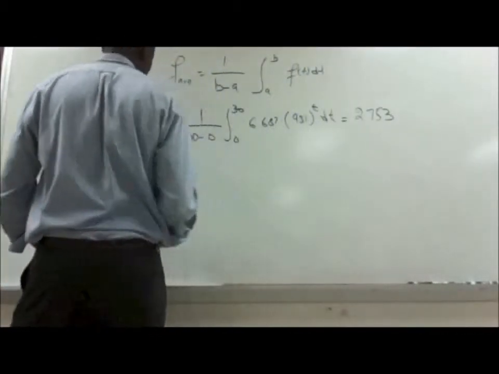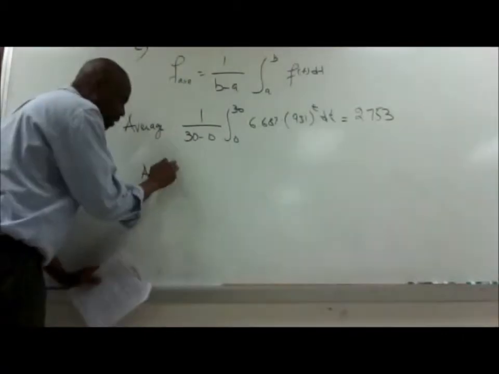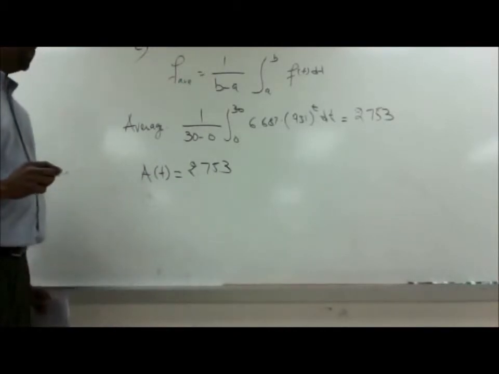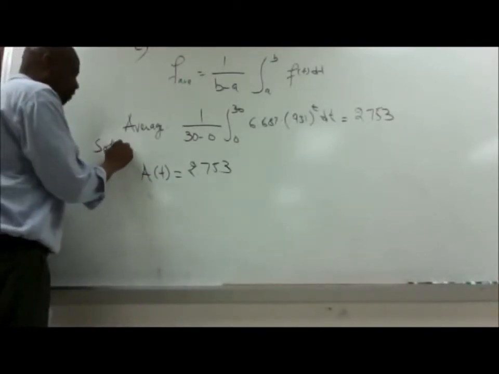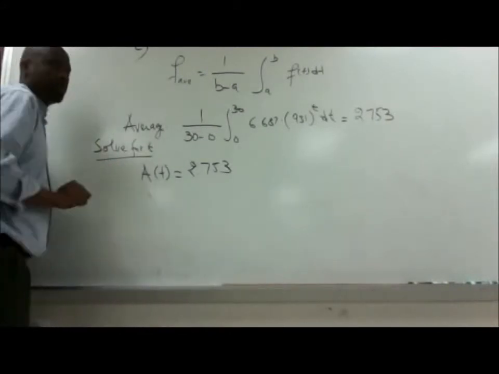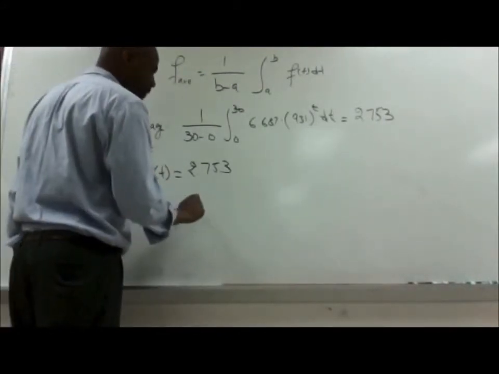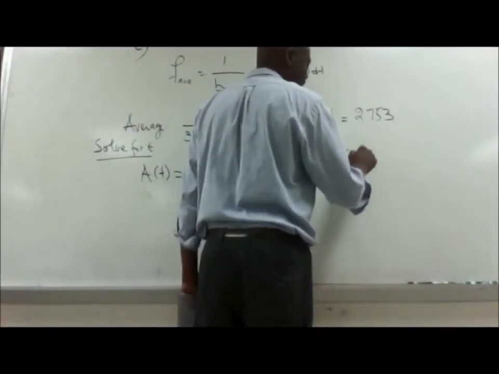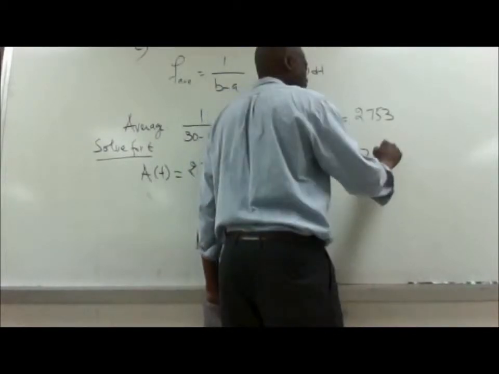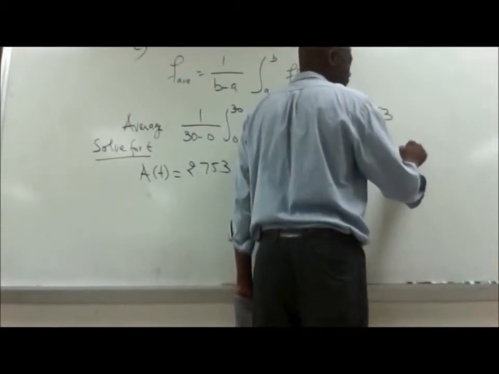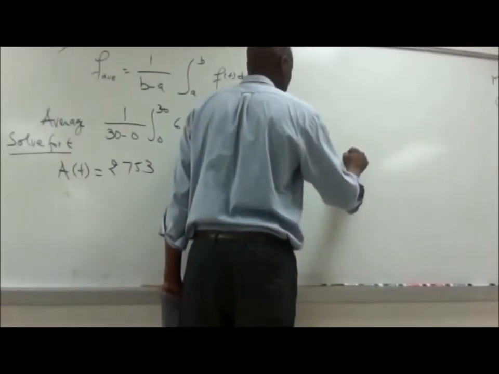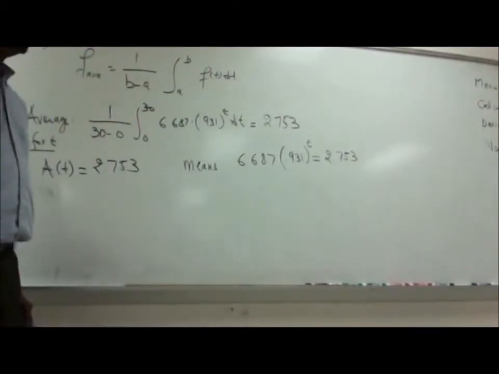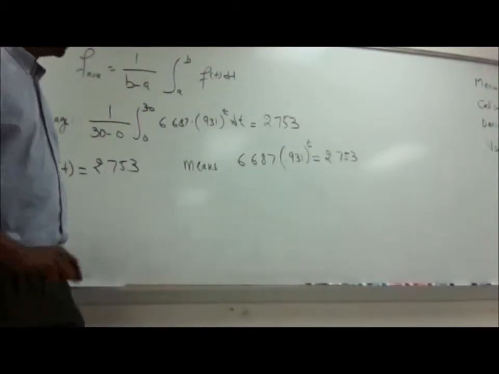We found A of t equal to 2.753, so we're solving for t. What does that mean? It means that 6.687 times 0.931 to the t is equal to 2.753. Now we're solving for t, so we divide by 6.687.